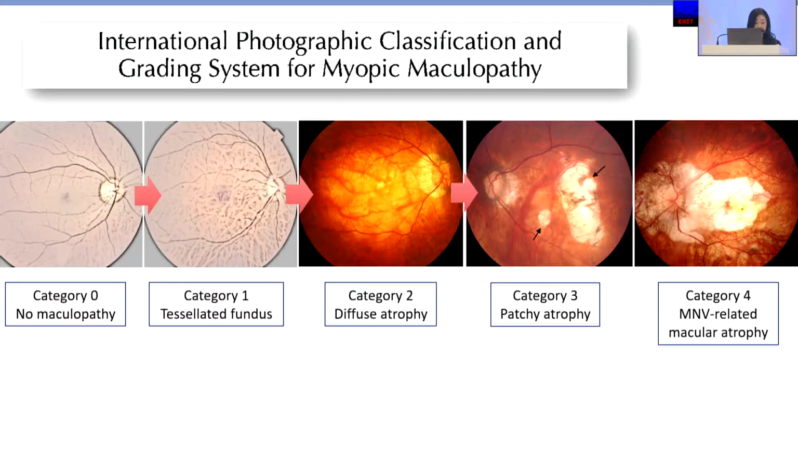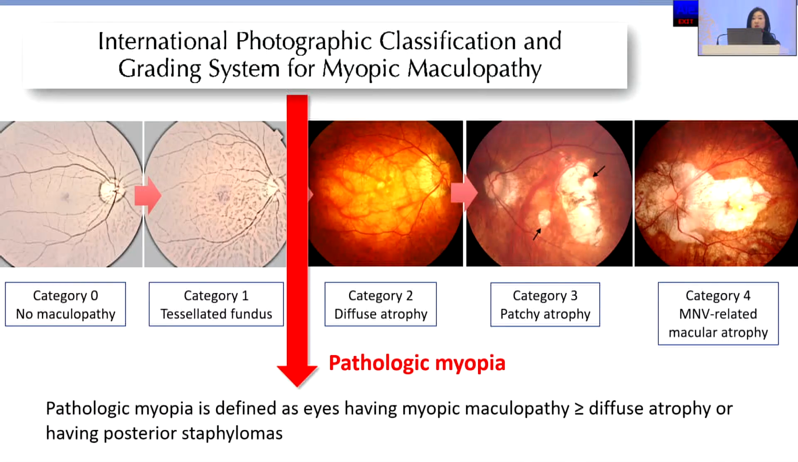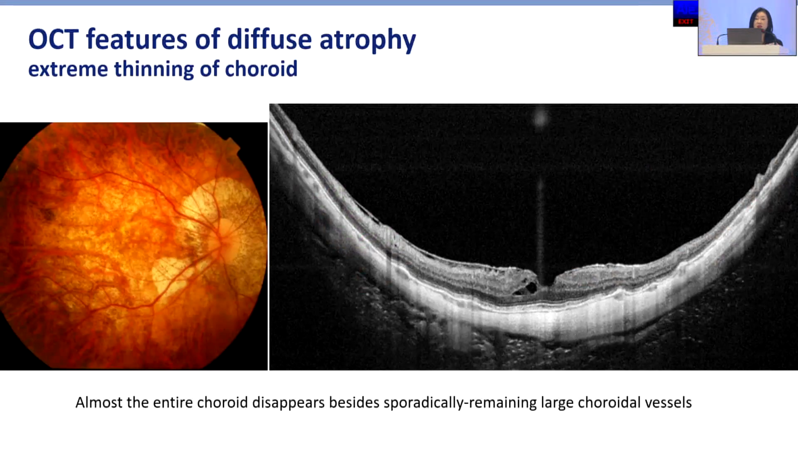And based on this study, pathologic myopia is defined as the eyes having myopic maculopathy equal to or more serious than diffuse atrophy, or eyes having posterior staphyloma. So the development of diffuse atrophy is a gateway to pathologic myopia. Then, what are OCT features of each lesion?